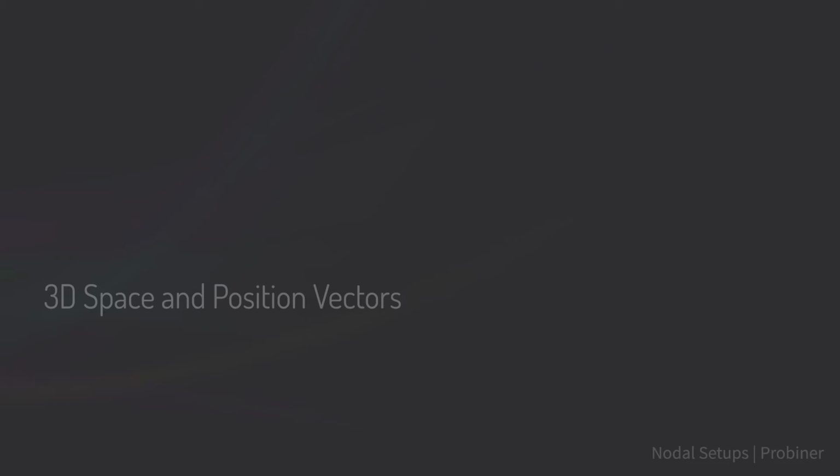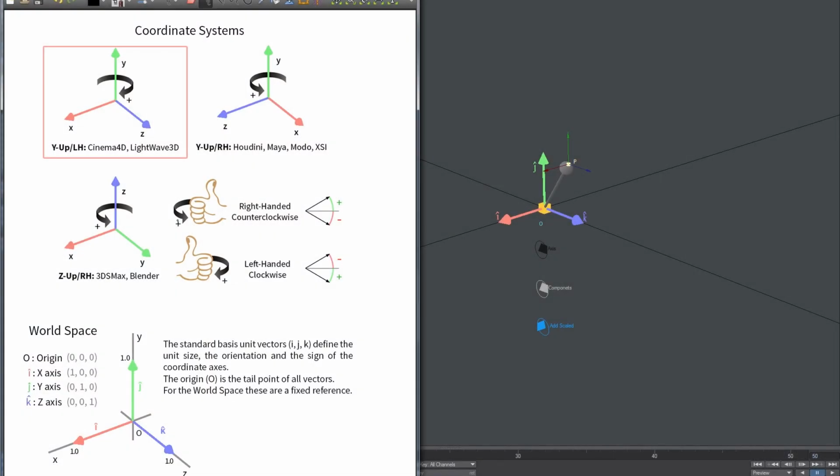I'm going to talk about some fundamentals of the coordinate system and position vectors and some basic operations. So LightWave is a y-up, left-handed coordinate system. That means that the y-axis is the one pointing up, and a positive rotation can be basically described by putting the left hand thumb up and closing fingers.